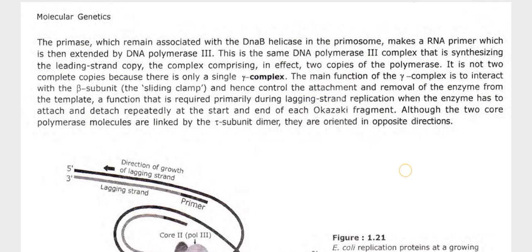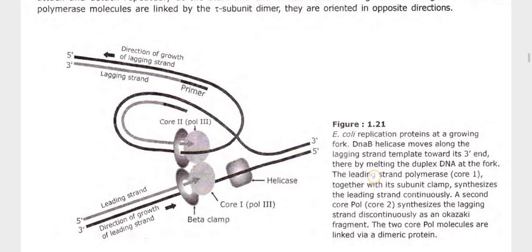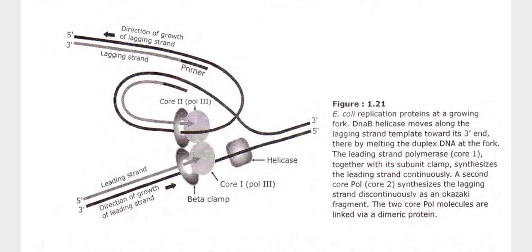A function that is required primarily during lagging strand replication, and the enzyme has to attach and detach repeatedly at the start and end of each Okazaki fragment. Although the two core polymerase molecules are linked by the tau subunit dimer, they are oriented in opposite directions. So this picture depicts E. coli replication proteins at a growing fork.